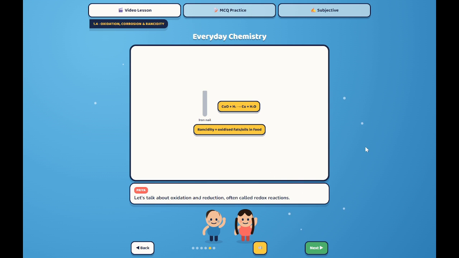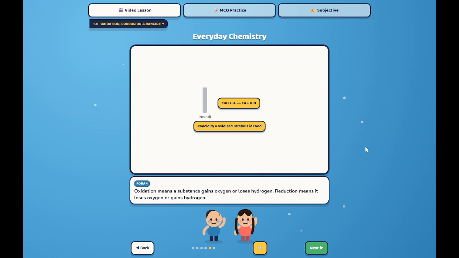Let's talk about oxidation and reduction, often called redox reactions. Oxidation means a substance gains oxygen or loses hydrogen. Reduction means it loses oxygen or gains hydrogen. For example, copper oxide reacts with hydrogen to give copper and water. Here, copper oxide is reduced, and hydrogen is oxidized.